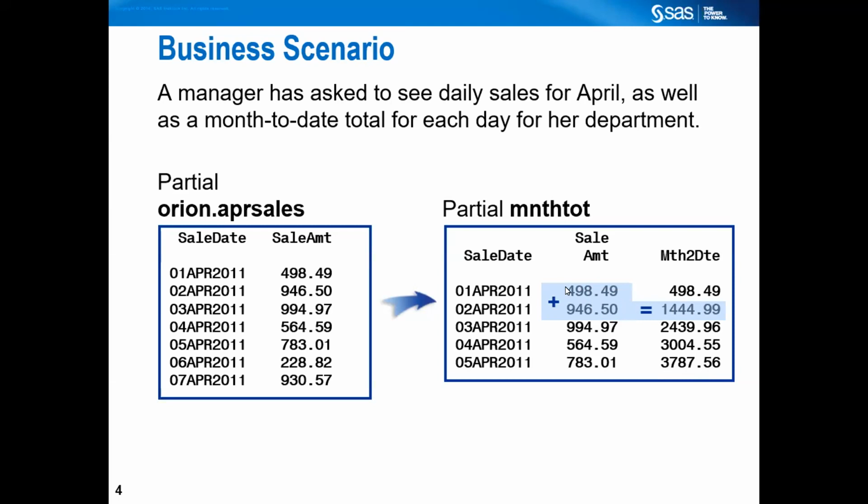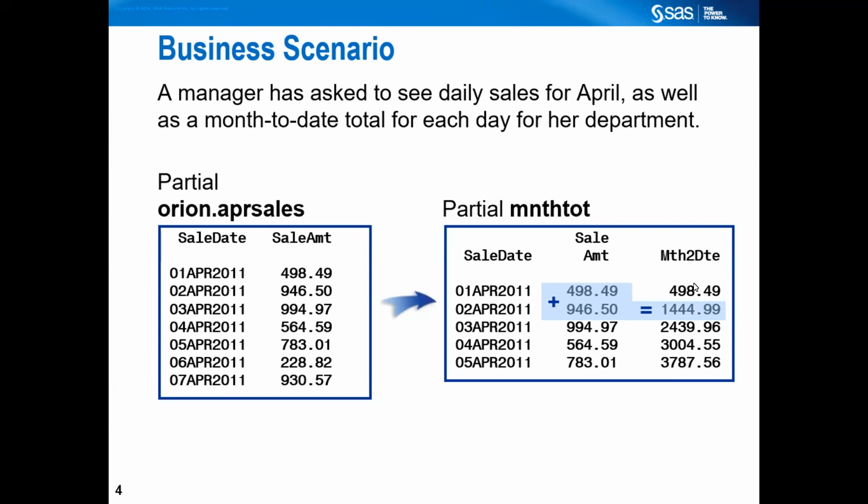On the first day, your total sale will be the same as the sale. Whereas on the second day, it will be the previous day plus the second day sale, which will be a total of this. On the third day, it should be the sum of your previous 2 days, including your current sale, which is total this. So this is the column you are creating, which is called an accumulating total.